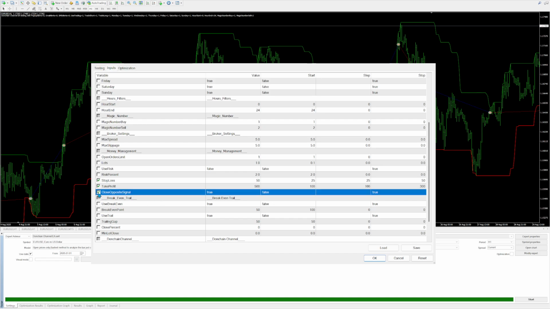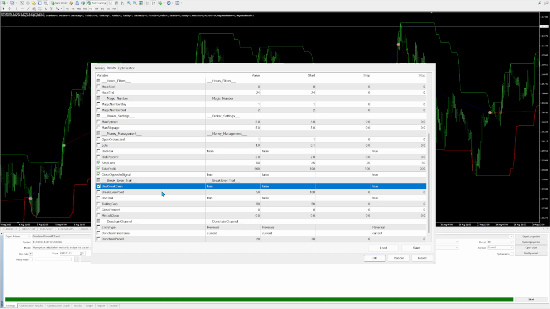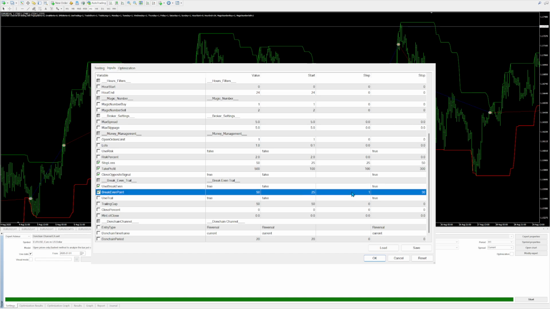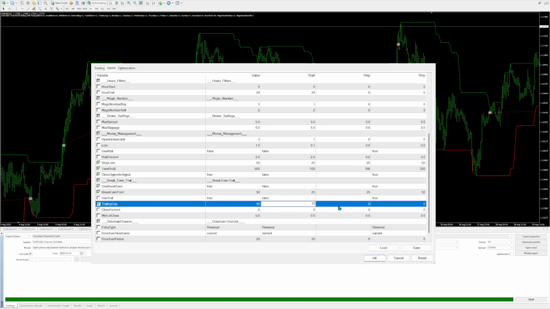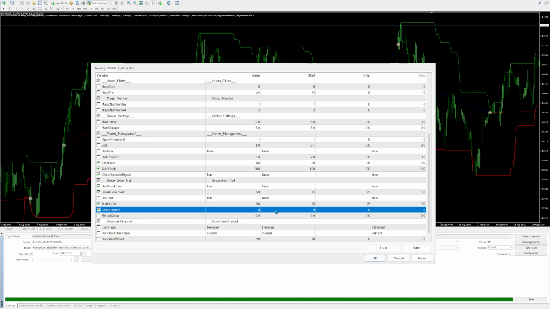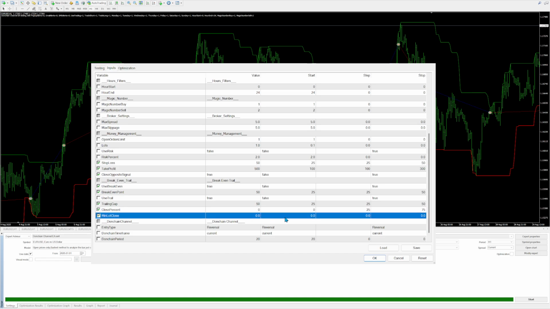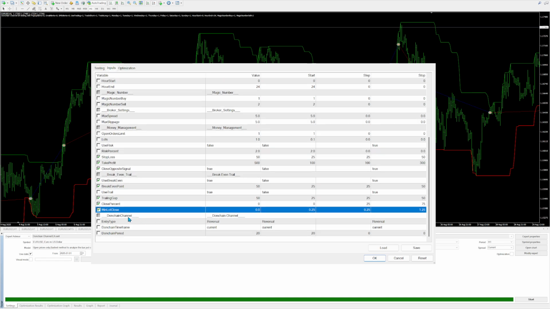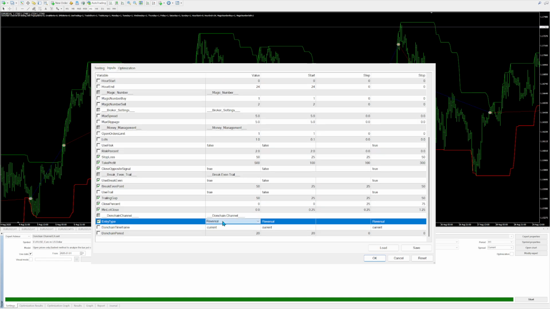Okay, close opposite, we can do that true or false. Break even, true or false. So we'll break even, let's say test 25, 25, 50. The trailing gap as well, let's do that 25, 25, 50. For the close percent, we can say close 0, 25 and stop at 75. And for the minimum lot to close, let's just say 0.5. Now let's say 0.25 there because we are trading one standard lot. And we'll stop at 1.25, in which instance nothing will be closed. So we can optimize if we want to take a reversal or breakout.